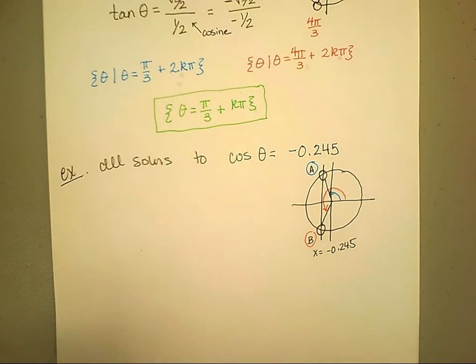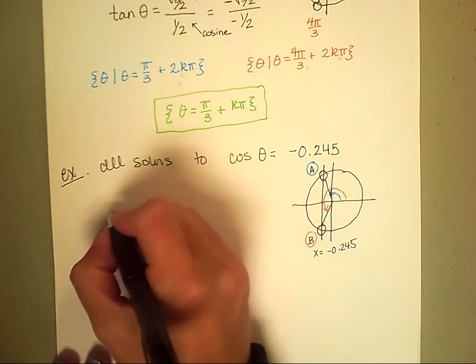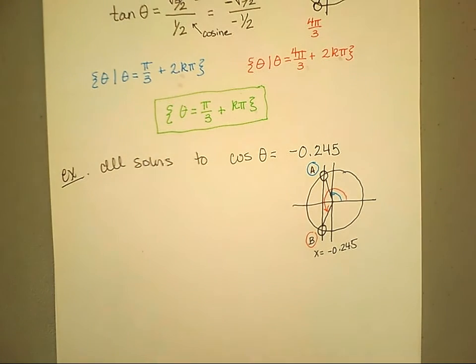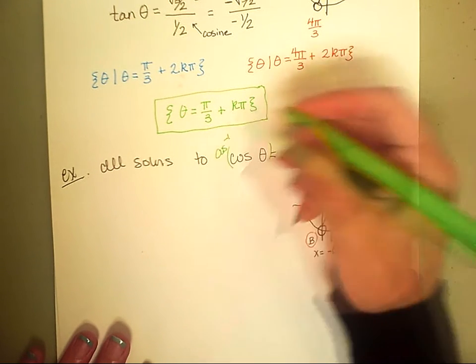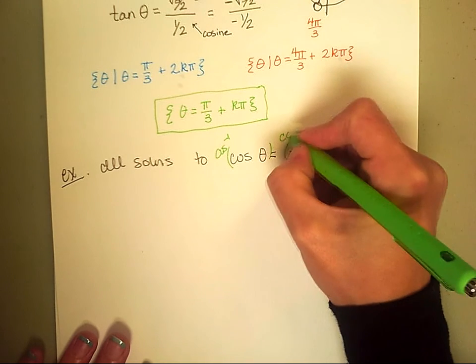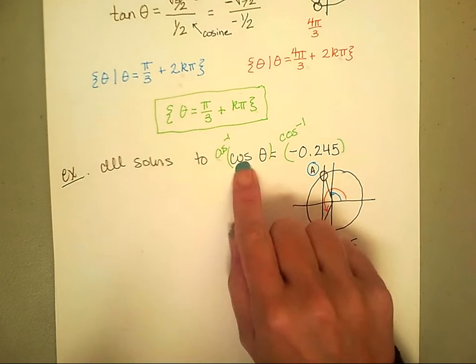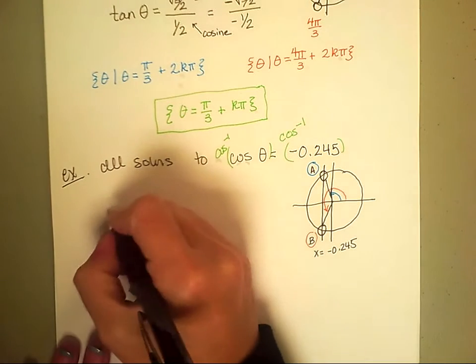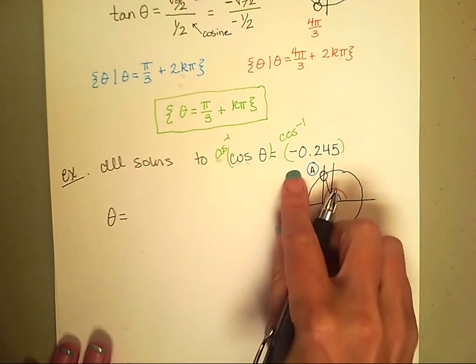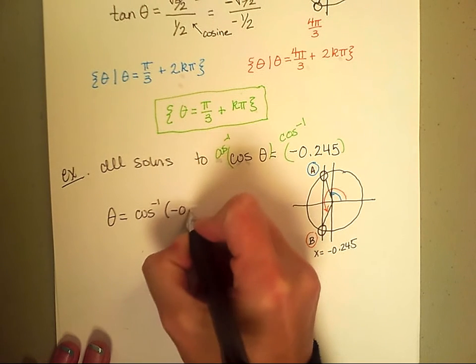Well, so how are we going to do this? I can just solve this equation. I know that if I take the inverse cosine of both sides, I could undo this angle. Now, because the cosine and its inverse are inverses, that will leave us with just theta on the left-hand side. And what will be left on the right-hand side is the inverse cosine of negative 0.245.